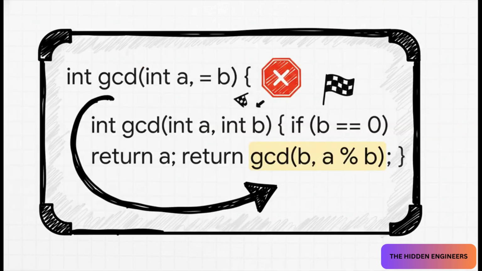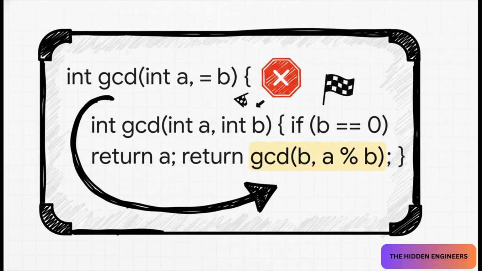And the code? Just as elegant. Look at how short this is. It's a recursive function. We have int gcd(int a, int b). The base case is right at the top. If b == 0, return a. That's our stopping point. Otherwise, we just return gcd(b, a % b).